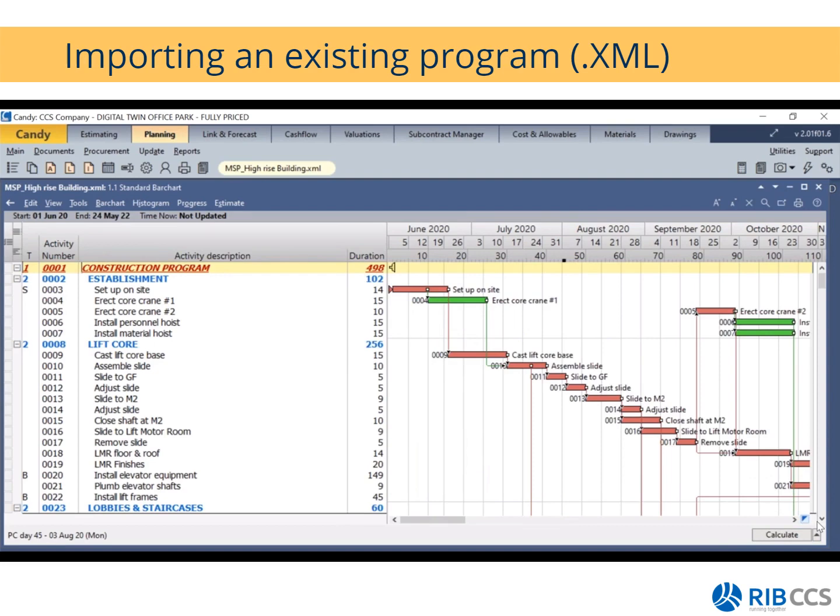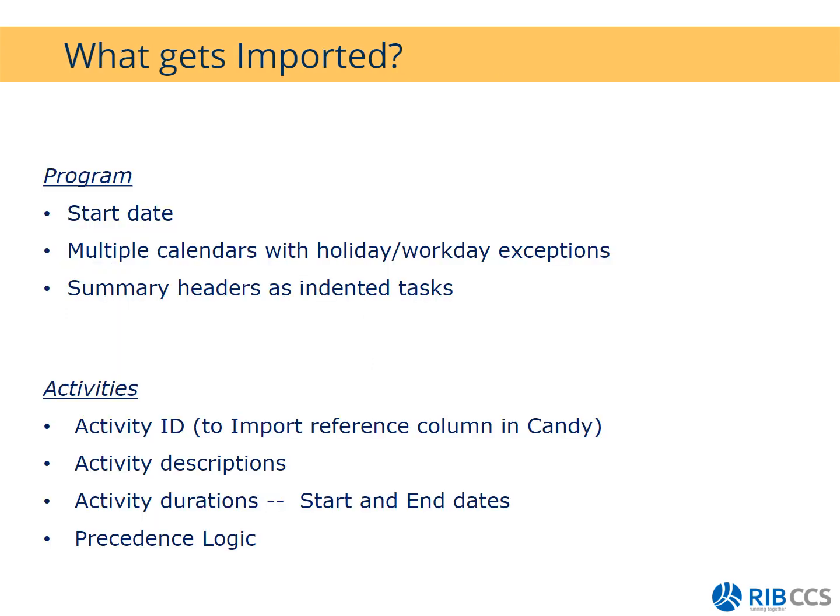So all I need to do is click on the calculate button for each and every bar to move into place. Okay, so we need to just have a look at what gets imported when you do an import from your Microsoft Project program. So the stuff that does get imported are your start date, multiple calendars with your holidays and workday exceptions. One thing to note here: if you have defined only one calendar on your Microsoft Project or your Primavera program, only that one calendar will get imported.